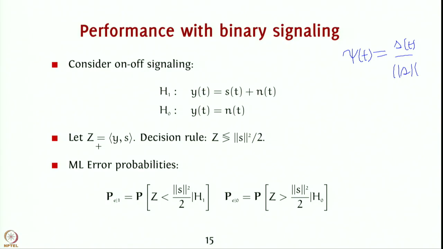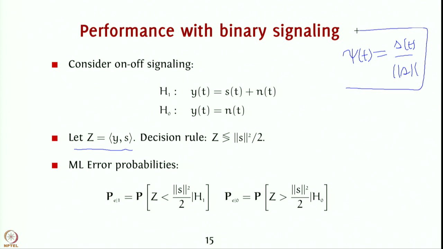There is one minor remark that I wish to make. We chose our decision rule based on this particular quantity, which is z over here. Using z, we plotted our PDFs and found the decision region on z to be to the left or right of norm s square by 2, and so on. There is a slight modification that I wanted to talk about.